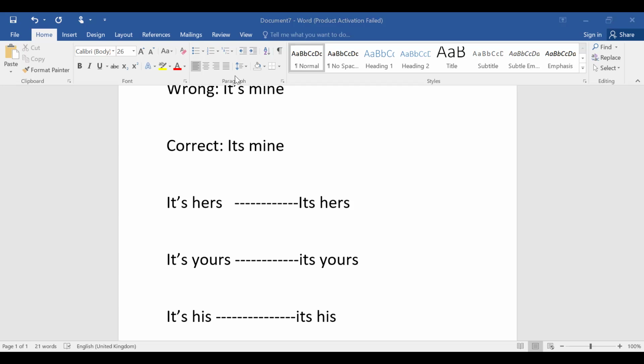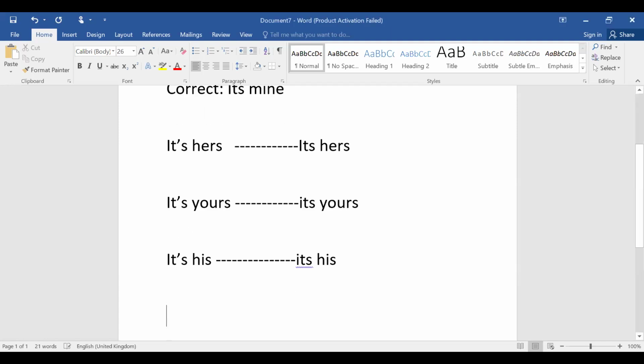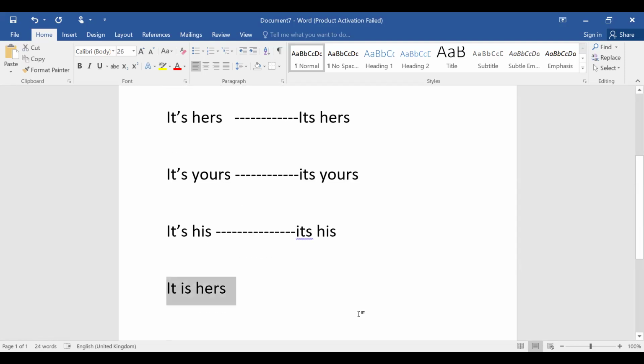Okay. Now, Isaac, you said, what about "it is hers"? Now, when you write "it is hers" this way, it is in full. When you contract it, it becomes "it's" with the apostrophe s. This is wrong English, and therefore this is also wrong.